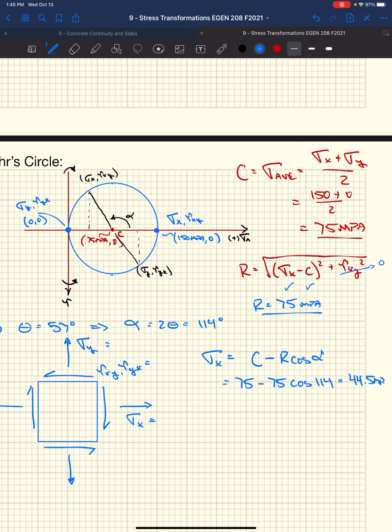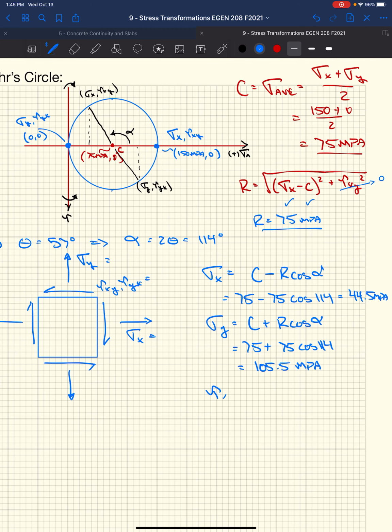So we've got 75 minus 75 cosine of 114, and we get 44.5 megapascals. Sigma y, well, that's C plus R cosine alpha, right? Now we're past the center, so we're going to take the center plus we're going to add in this horizontal component. So we get 75 plus 75 cosine of 114. We get 105.5 megapascals.